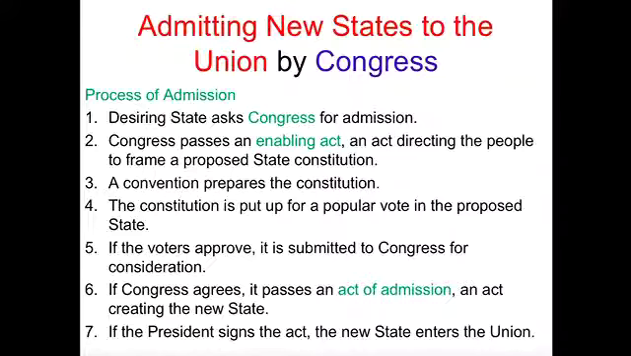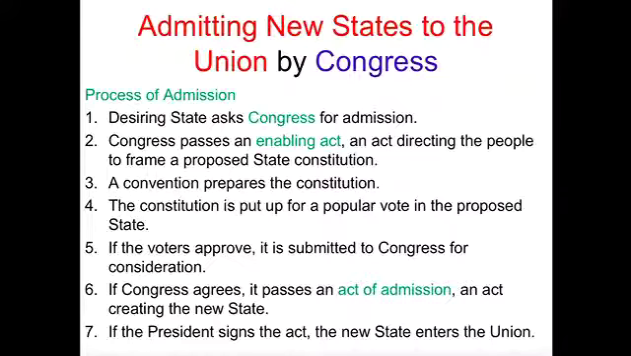A convention is held in that state preparing the constitution, and it's put up for popular vote. If the voters approve it, it's submitted to Congress, meaning the Constitution, and Congress considers it. If Congress agrees, it passes, and Congress will issue an act of admission, which is an act creating that new state, and then the president will look at it, sign it, and the new state is entered into the Union.